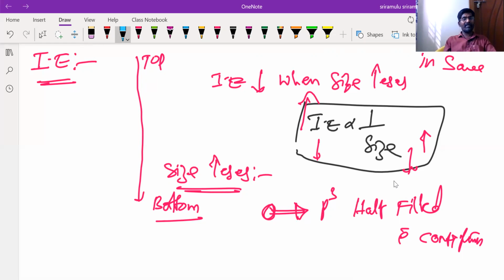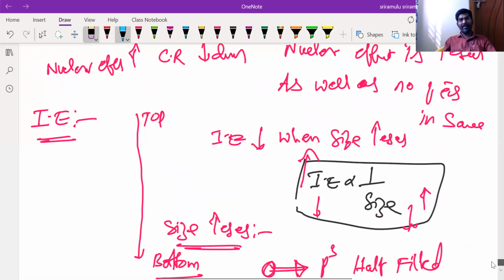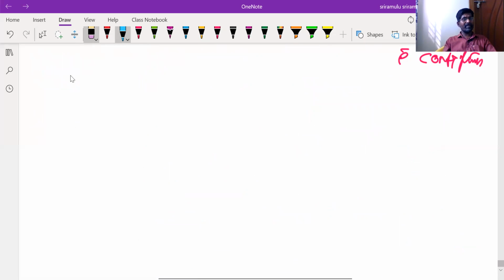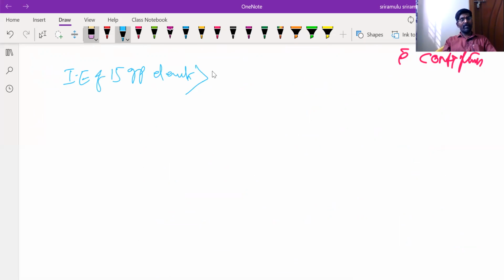But if you compare the ionization enthalpy of the 14th and the next, the 15th A group elements, basically the ionization enthalpy of the 15th group elements is much greater than the ionization enthalpy of the 14th group elements.